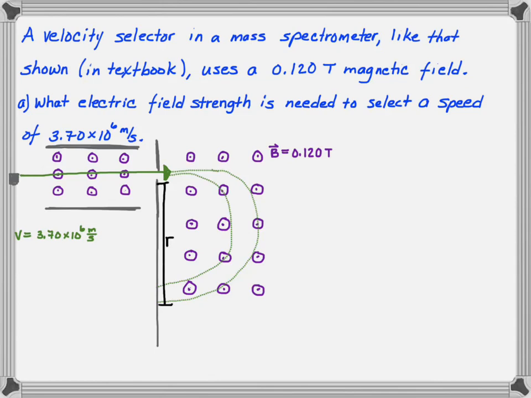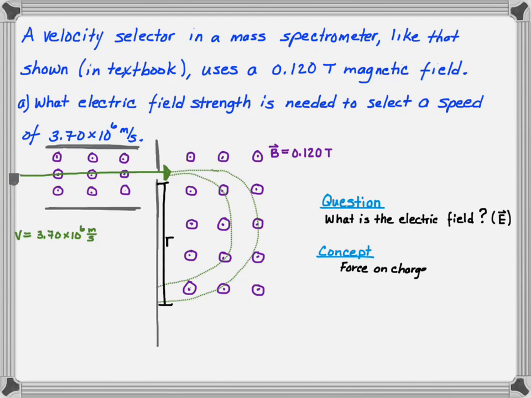Once I go through the opening, the only force acting on the charged particle is from the magnetic field, so the particle is then allowed to bend in a circular motion, and it has a particular radius. They give me the magnetic field, which is 0.120 Tesla, and they tell me how fast the particle needs to be, which is 3.70 times 10 to the 6. So the question is, what is the electric field? Remember, electric field is represented by the symbol E.